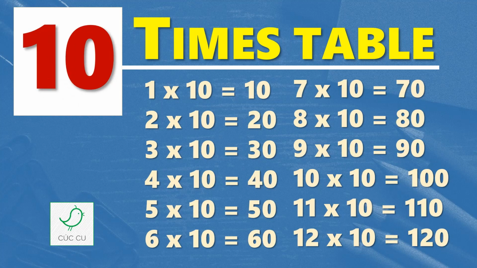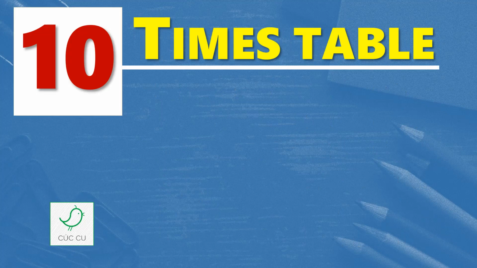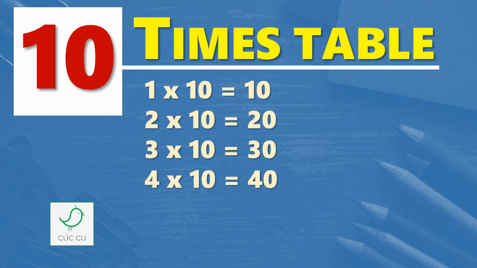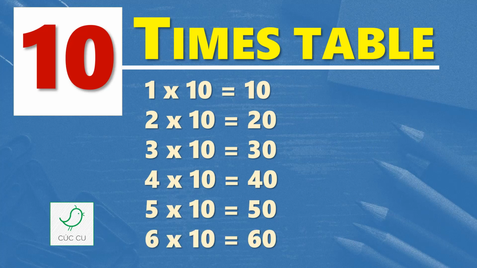Multiplication table of 10. 10 times table. 1 times 10 is 10. 2 times 10 is 20. 3 times 10 is 30. 4 times 10 is 40. 5 times 10 is 50. 6 times 10 is 60.